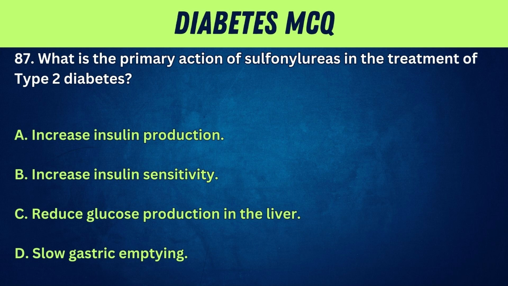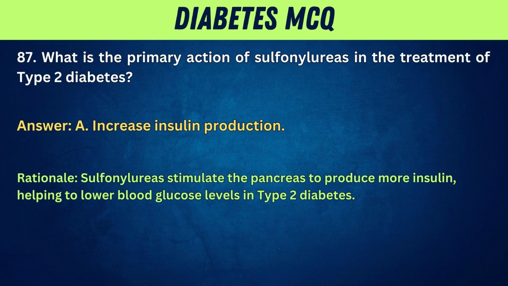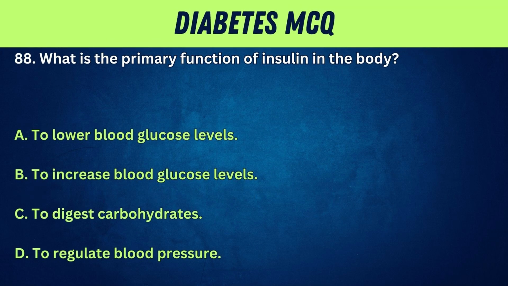87. What is the primary action of sulfonylureas in the treatment of type 2 diabetes? A. Increase insulin production. B. Increase insulin sensitivity. C. Reduce glucose production in the liver. D. Slow gastric emptying. Answer: A. Increase insulin production. Rationale: sulfonylureas stimulate the pancreas to produce more insulin, helping to lower blood glucose levels in type 2 diabetes.